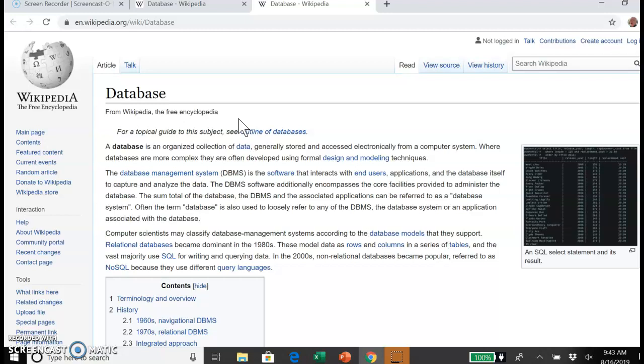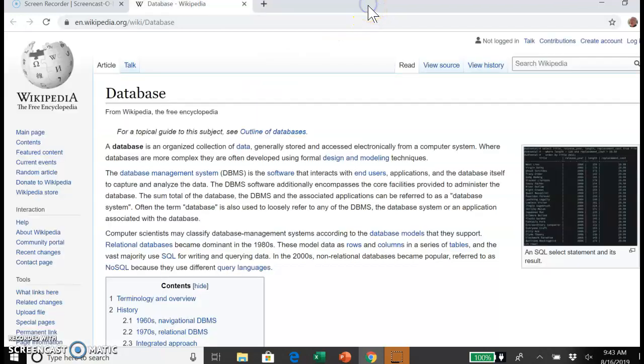And now, you'll see here at the bottom we have relational databases became dominant in the 1980s. These model data as rows and columns in a series of tables, and the vast majority use SQL for writing and querying data. Okay, so we're going to talk about relational databases, as I said, and hopefully make that clear in a little bit. But basically, relational databases are where you have several different databases, because it's more efficient to do it that way. And then they relate to each other by having one element in common. And we'll look at that in more detail in just a minute.